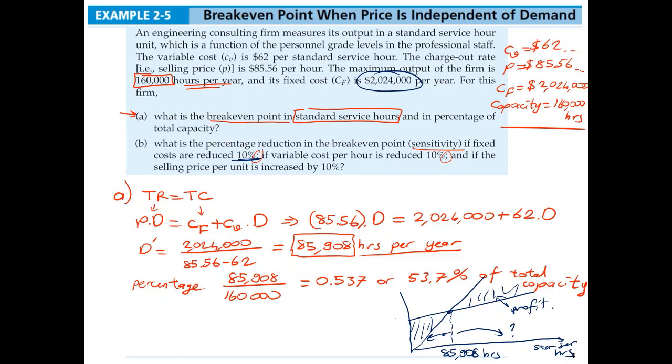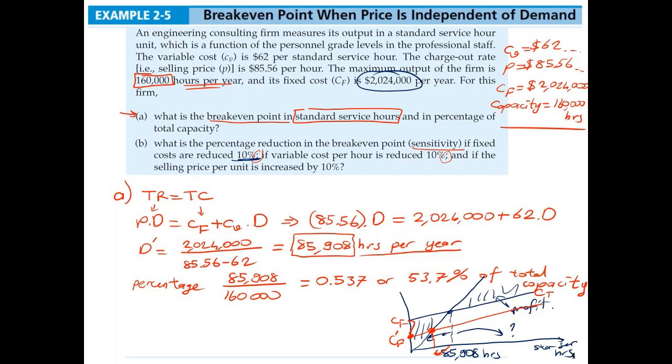Remember, in this graph, fixed cost represents the starting point of the total cost function. This is the total cost function. And if we reduce it by 10%, this CF new, then we will have such a total cost function, and the new break-even point should occur at this point. But how much less? It's important for us to identify how much less.